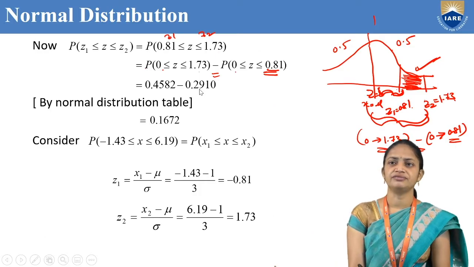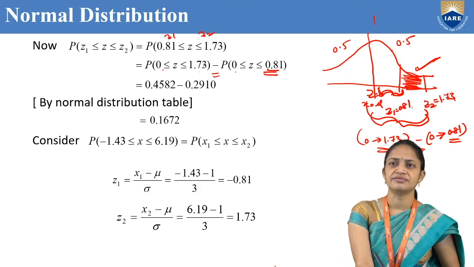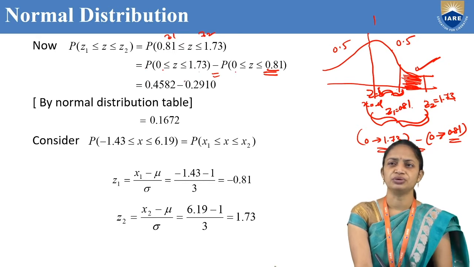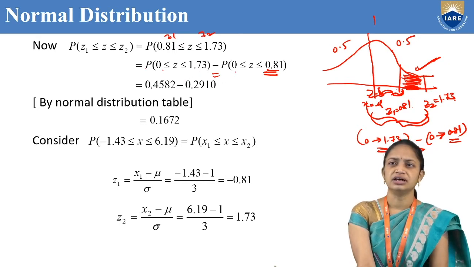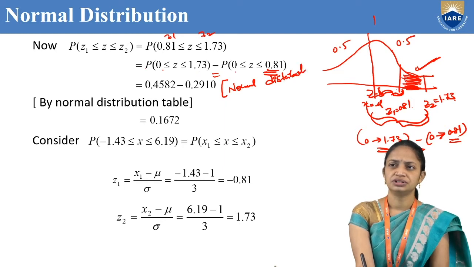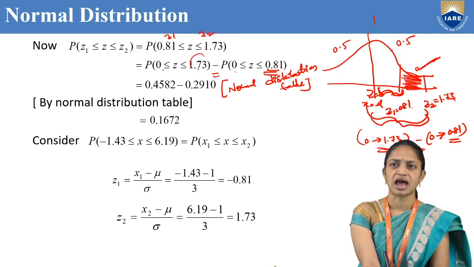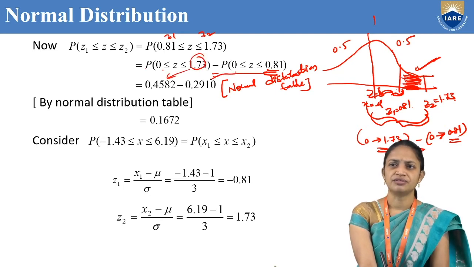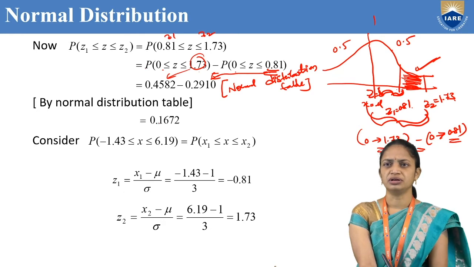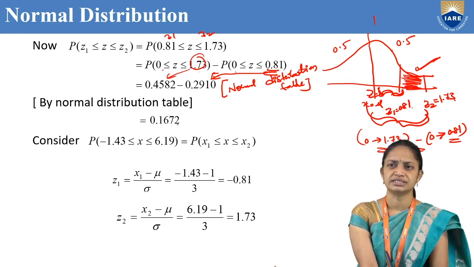Okay. So like that we can take 1.73 is 0.4582 and 0.81 is 0.2910. We have to take these values from the normal distribution table, or normal table. After simplification we will get 0.1672. So next, consider the next problem.